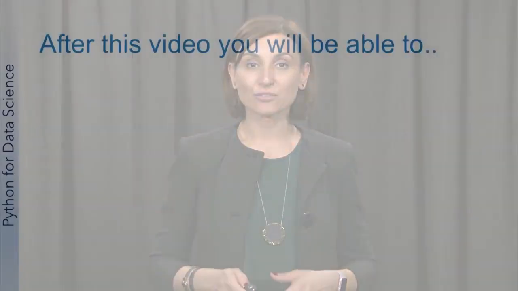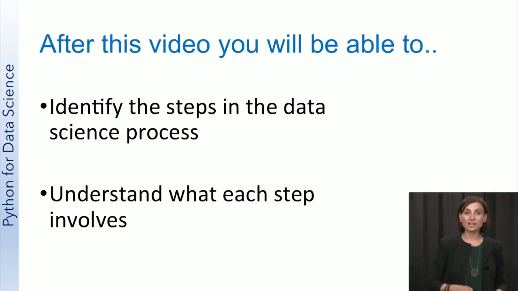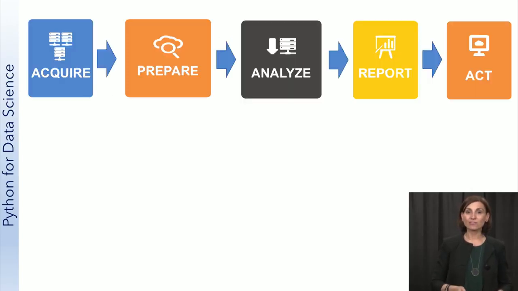Let's now look into the basic steps in the data science process. We will keep applying some or all of these steps in all of the case studies we discuss in this course. After this video, you will be able to identify the steps in the data science process and understand what each step involves. We have already seen a simple linear form of data science process including 5 distinct activities that depend on each other.